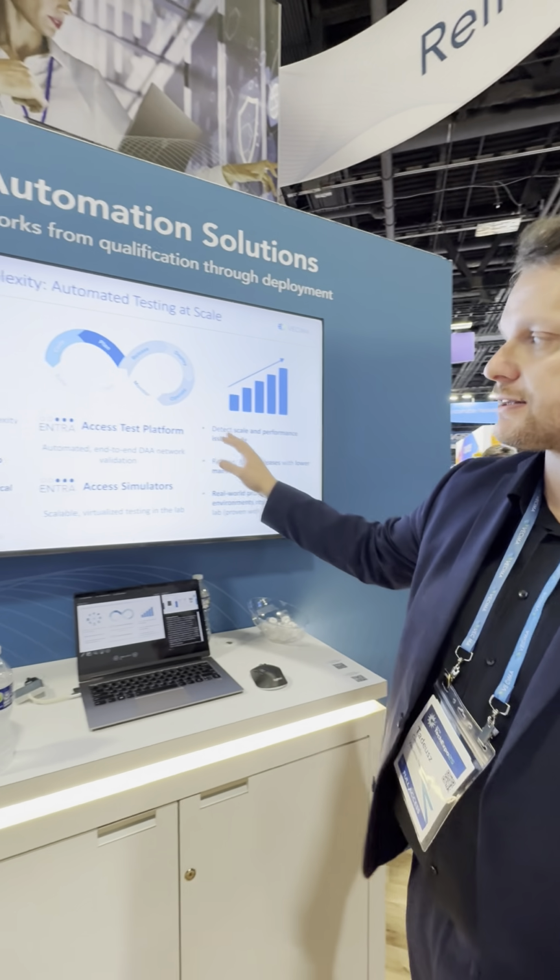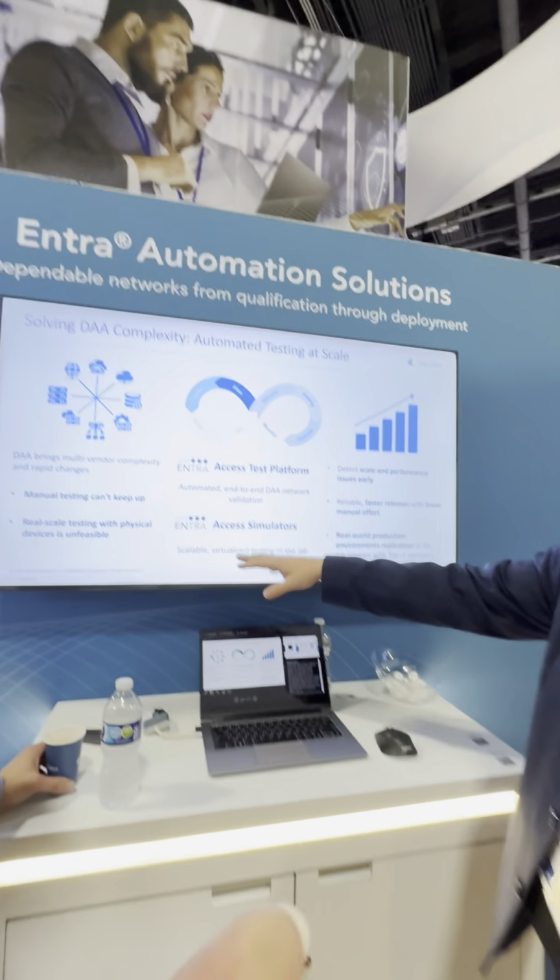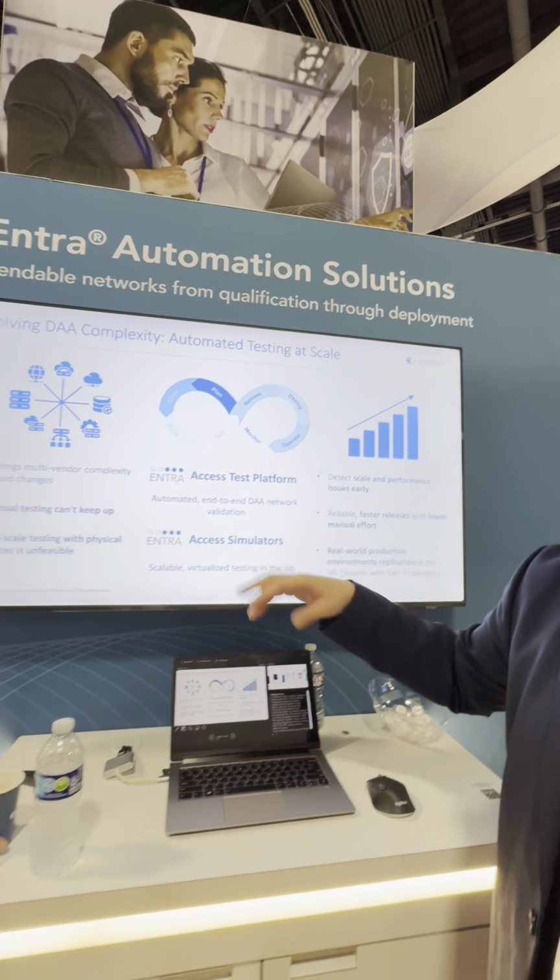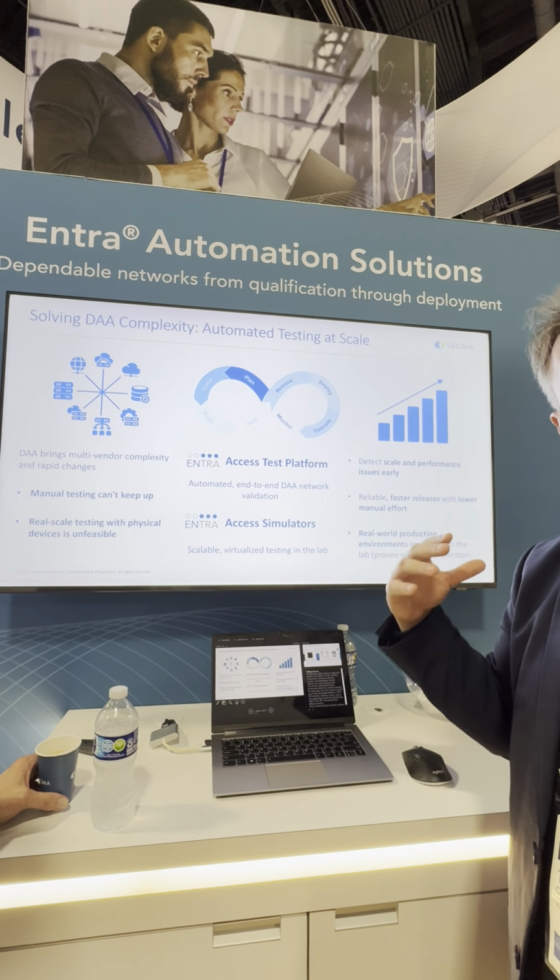Okay, so what we have here is our two products. One is Access Test Platform, Entra, and Entra Access Simulators. Those two products are used for testing scale virtual functions like CMTS, virtual CMTS. We are simulating virtual RPD with our simulators and virtual cable modems. So we are able to spin up to 25,000 virtual cable modems, 160 RPDs for one rack unit.